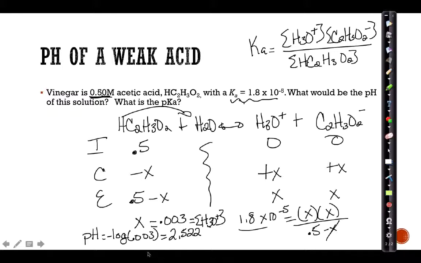So that's my pH. And then it asks for the pKa. Well, pKa is equal to the negative log of the Ka. So that would be the negative log of 1.8 times 10 to the negative 5th. And then that would, when I plug that in, I'm going to get 4.7.